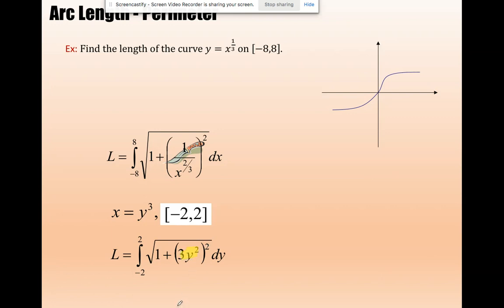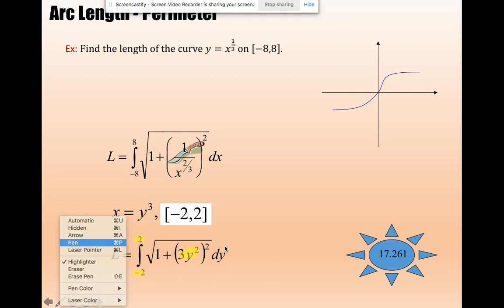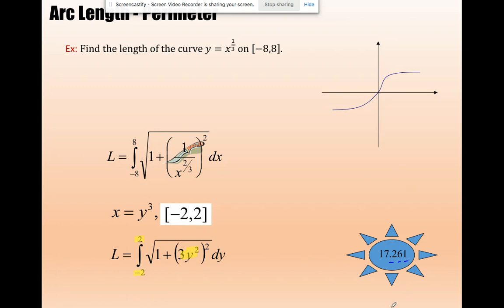Don't forget to square it. You are doing Pythagoras and going from -2 to 2. Just plug that into my calculator. That's what I got. Don't forget, when you put something into your calculator, it's 3 places past the decimal. All right.